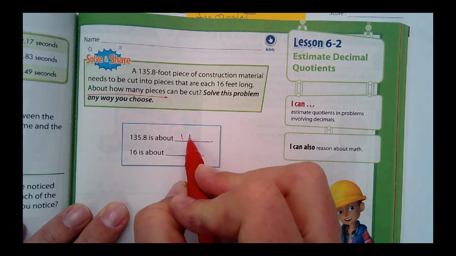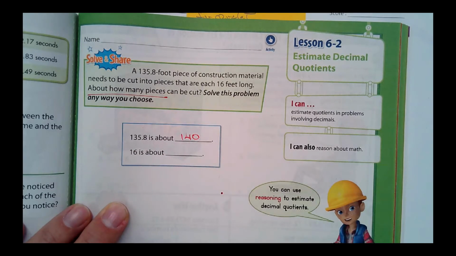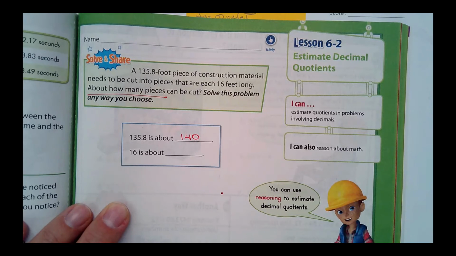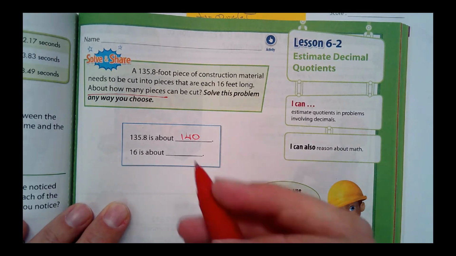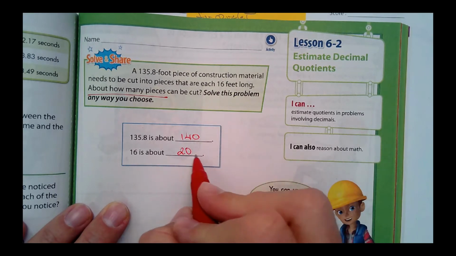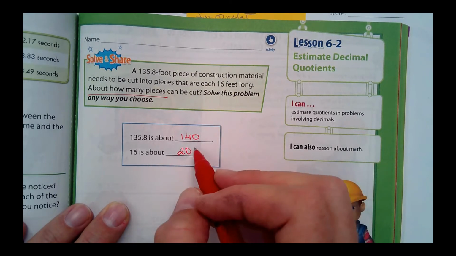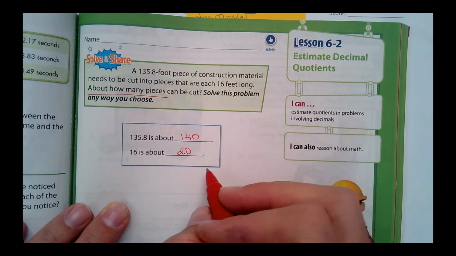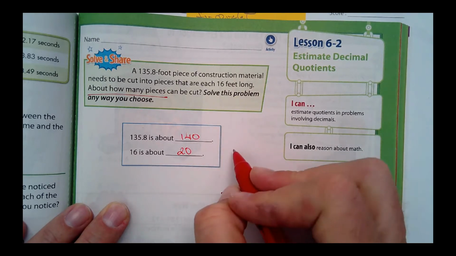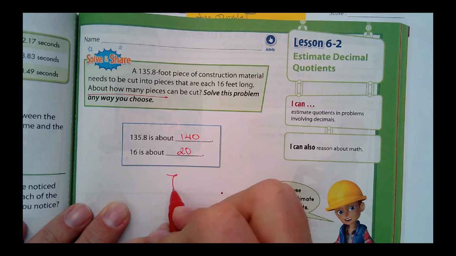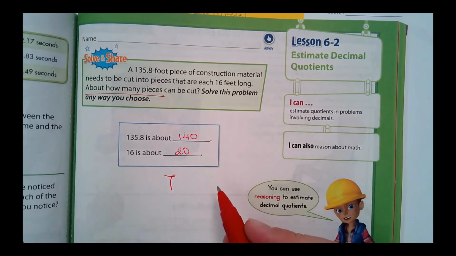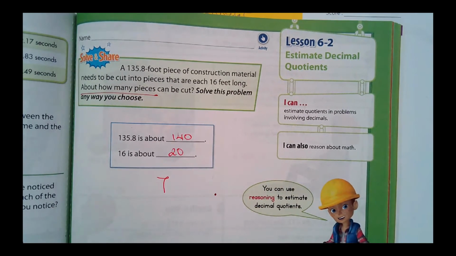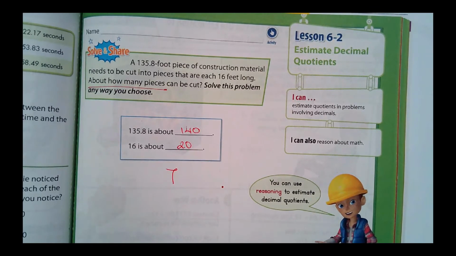135.8, we could say that's about 140. 16 is, well, you could say it's close to 20. You could say it's close to 15, but 20 will go in 140 a little bit easier. In fact, it would go in 7 times. So 7, I think, would be the correct answer. But when we're talking about estimating, there's a little bit of leeway there.